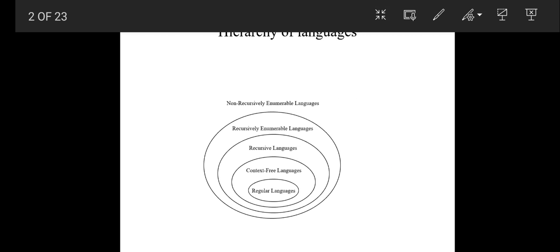Let us see the hierarchy of language first. So, the interior part, that is the inner subset, is your regular language. Then is your context-free language. Then recursive language, recursively enumerable language, non-recursively enumerable language.